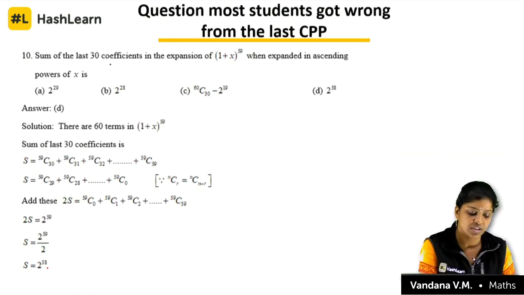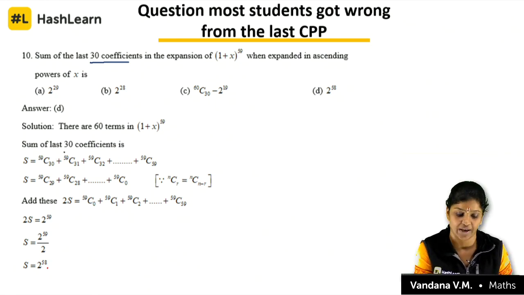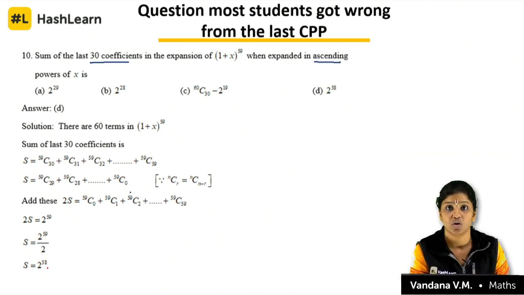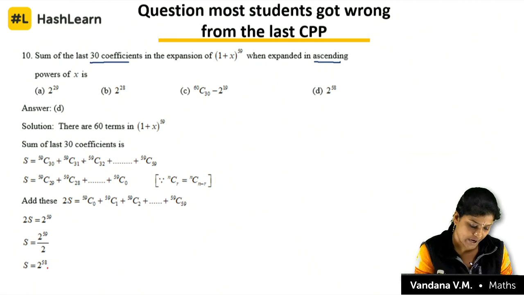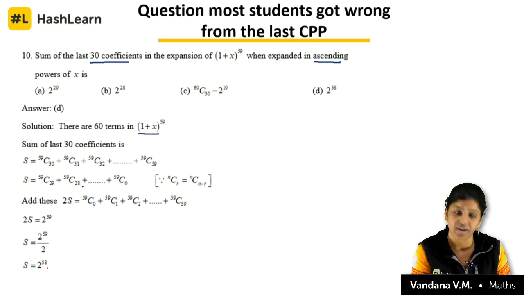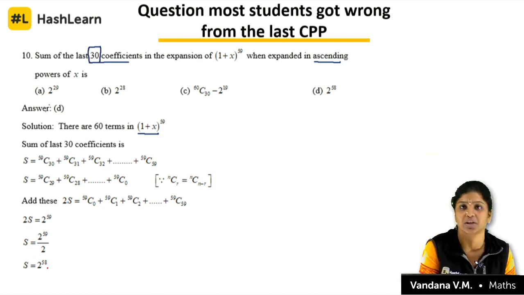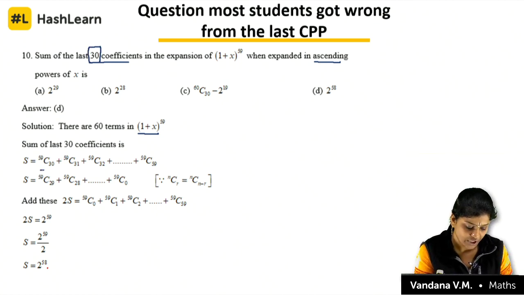The sum of the last 30 coefficients in the expansion of (1 + x)^59, when expanded in ascending powers of x. Ascending, not descending, increasing. So take the expansion of (1 + x)^59. Start writing from where I have to start, from the 30th coefficient. So 59C30, 59C31, like that, in ascending order.